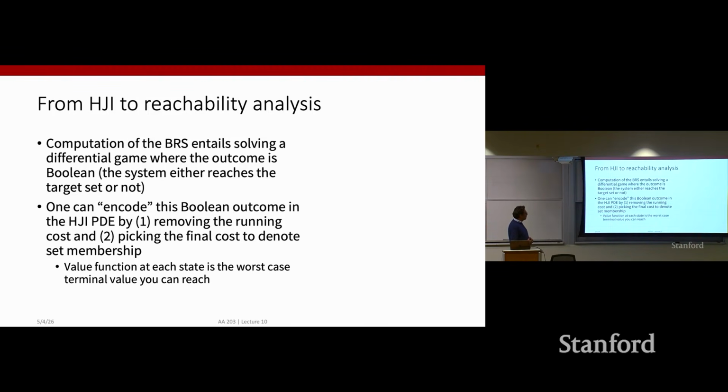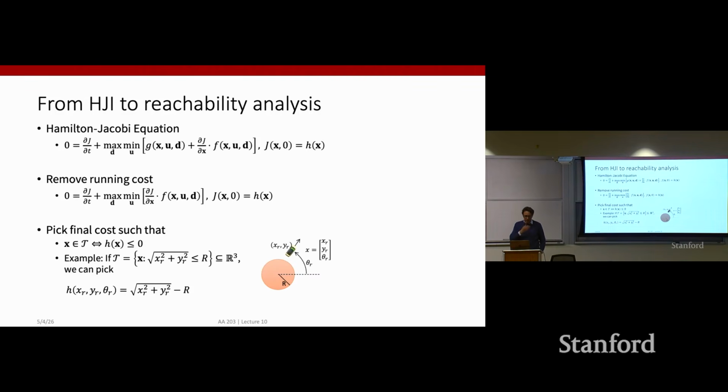We can encode this Boolean outcome of belonging or not to a target set within the Hamilton-Jacobi-Isaacs formulation by removing the running cost, since we only care about being in the target set at the final time or not being in the target set at the final time. There is no notion of running cost. And by picking the final cost to denote set membership. The question is how we do that. It turns out that this is relatively easy and leads to the level set method for backward reachable computations.